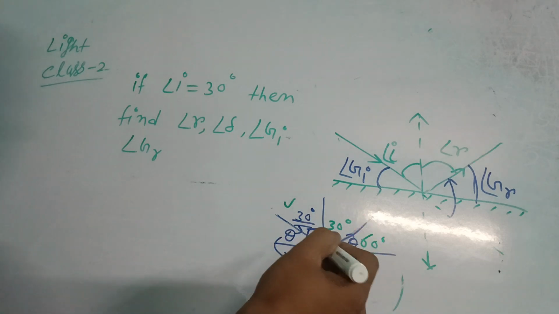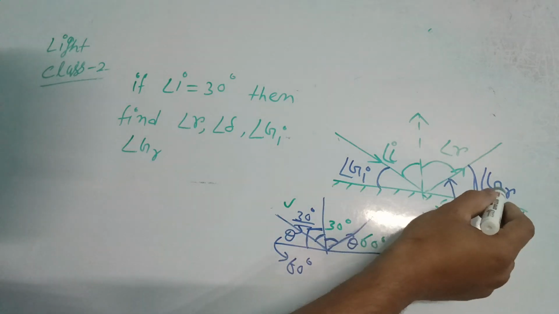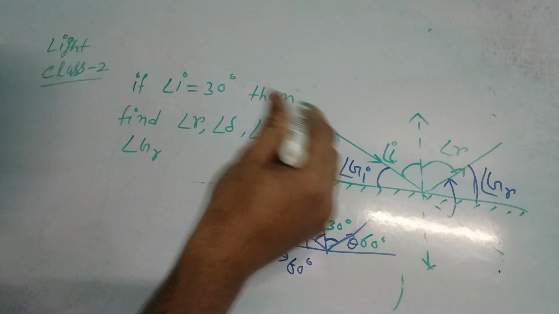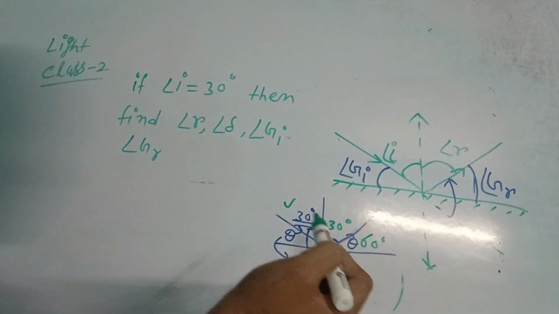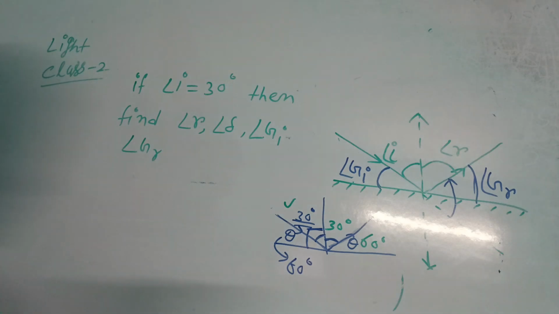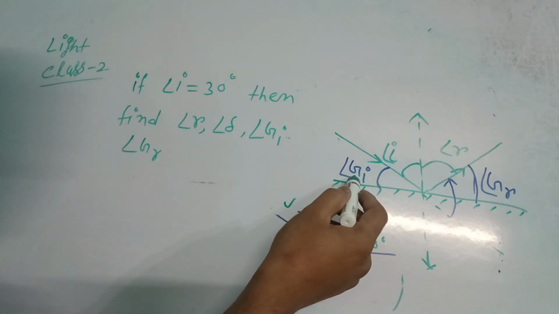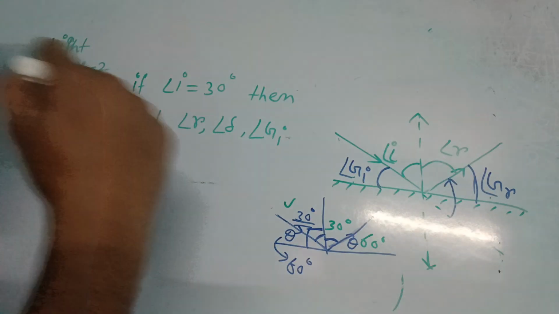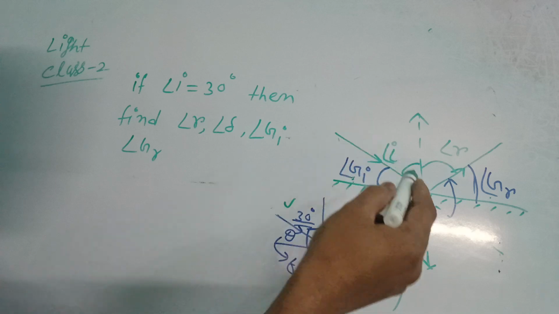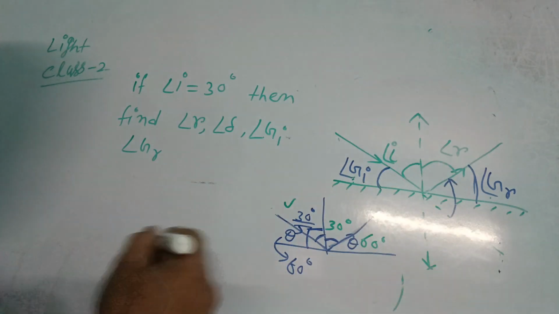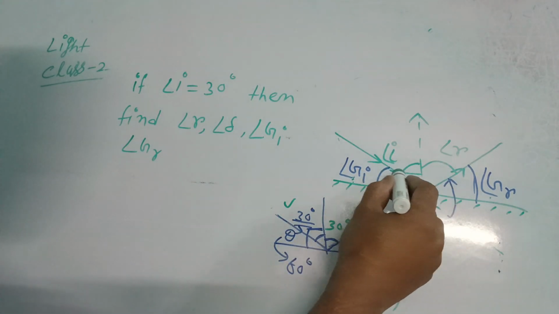So from this we can write GI and GR is also same. I and R are same. So GI and GR is also same. Both are same. So what is the value of GI? This is the value of GR. And how to find GI? So 90 degree minus I, because this total angle is 90 degree.